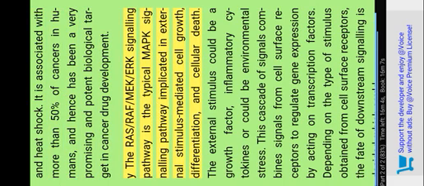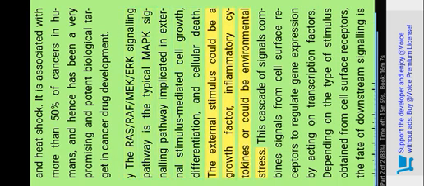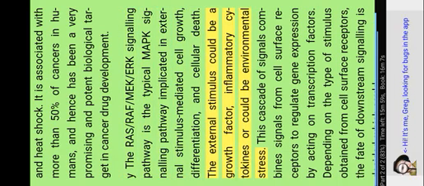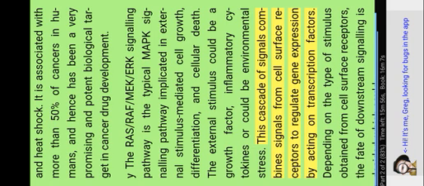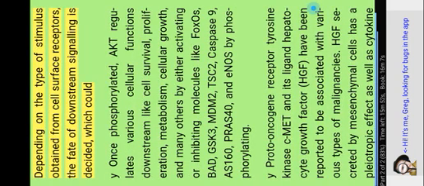The ROS-RAF-MEK-ERK signaling pathway is a typical MAPK signaling pathway implicated in external stimulus-mediated cell growth, differentiation, and cellular death. The external stimulus could be a growth factor, inflammatory cytokines, or environmental stress. This cascade of signals combines signals from cell surface receptors to regulate gene expression by acting on transcription factors. Depending on the type of stimulus obtained from cell surface receptors, the fate of downstream signaling is decided, which could.